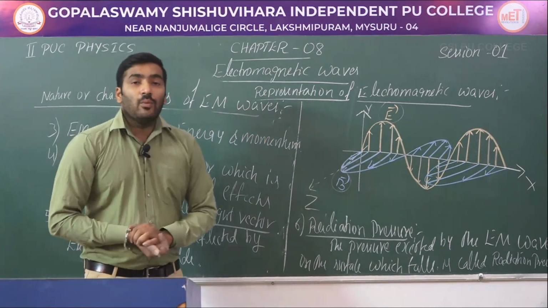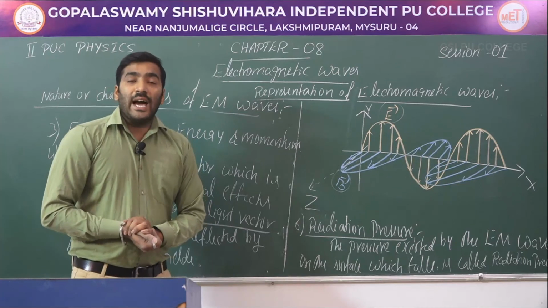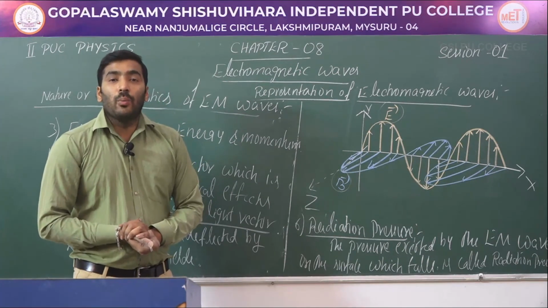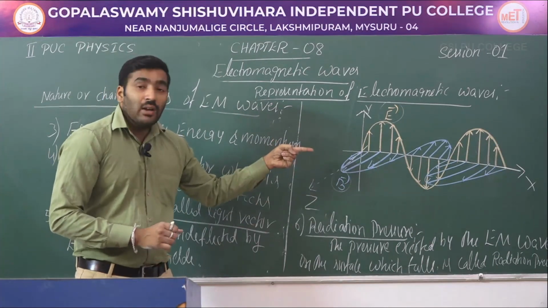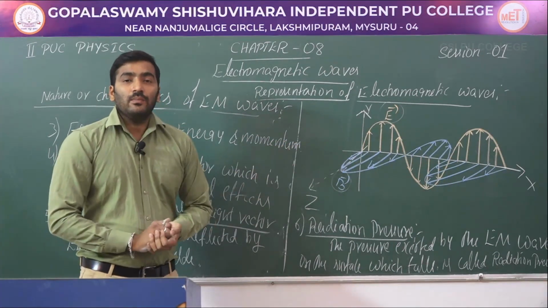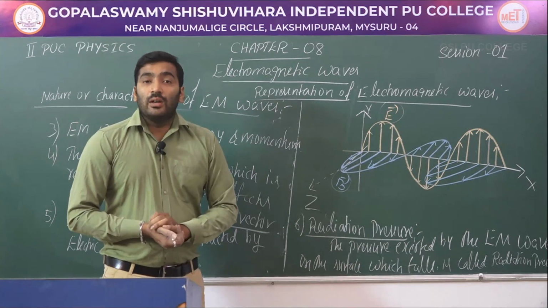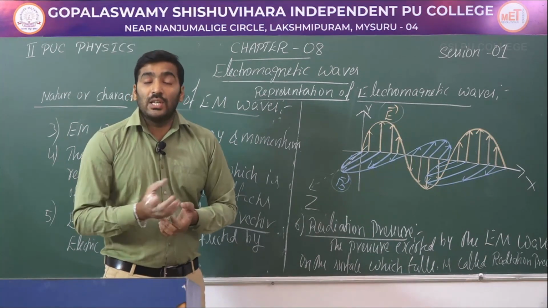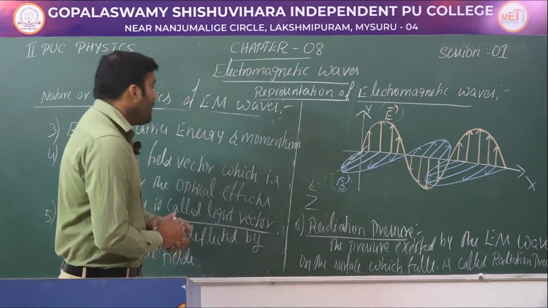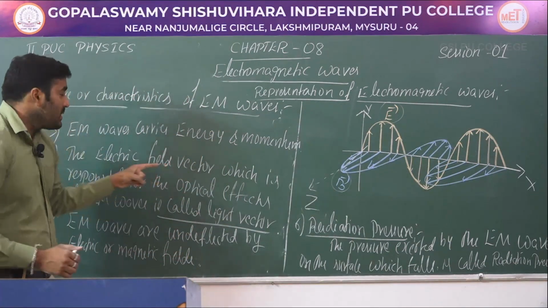Then electromagnetic waves are transverse in nature. You can see in that diagram that the direction of propagation is perpendicular to both the electric and magnetic field vectors. That is why this has a transverse nature. And very importantly, we deduced that E naught by B naught is equal to c, which is equal to the speed of light. And then electromagnetic waves carry energy and momentum.